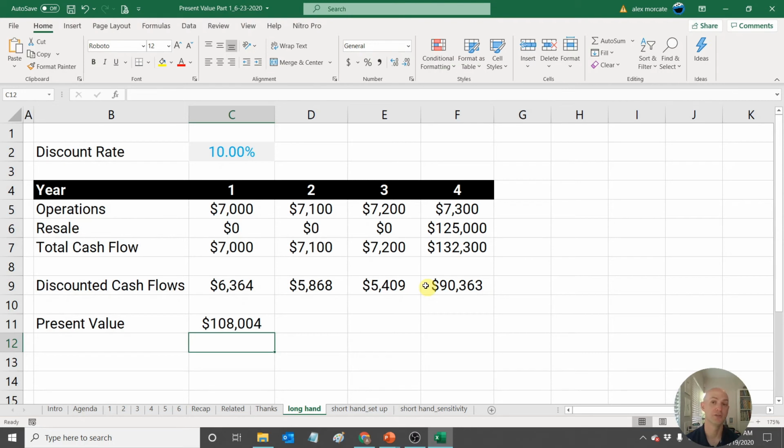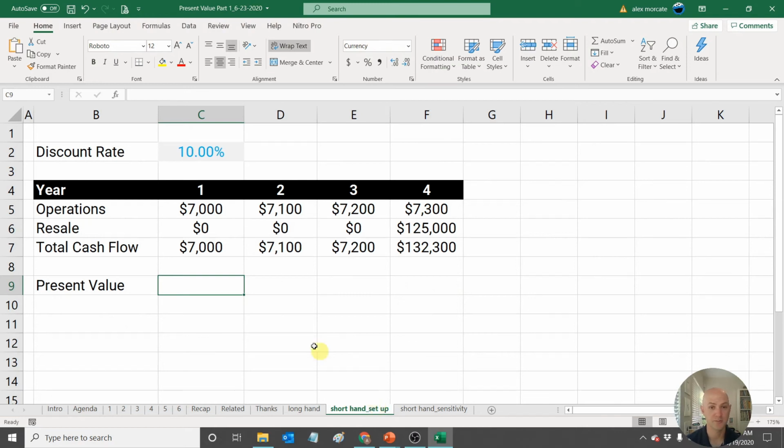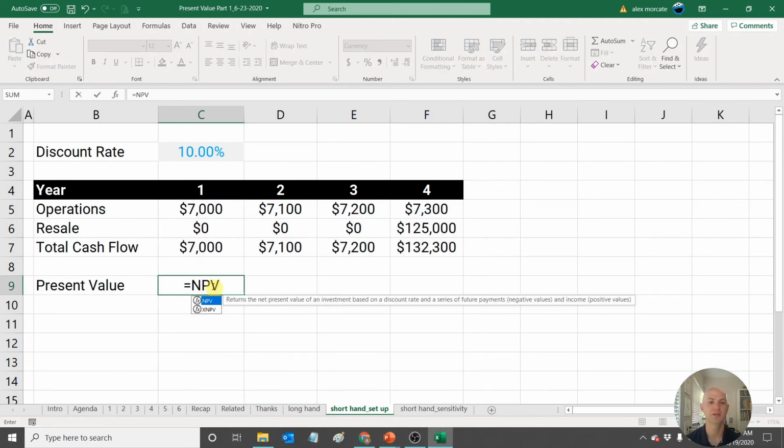So if this is the longhand approach, now let's take a look at the shorthand approach. Again, same stream of cash flows, organized in the same way with the same discount rate. Now, Excel allows us to use something called the NPV function. I would ask that you not get too tripped up on the idea that we're using the NPV function to solve for present value, or PV.